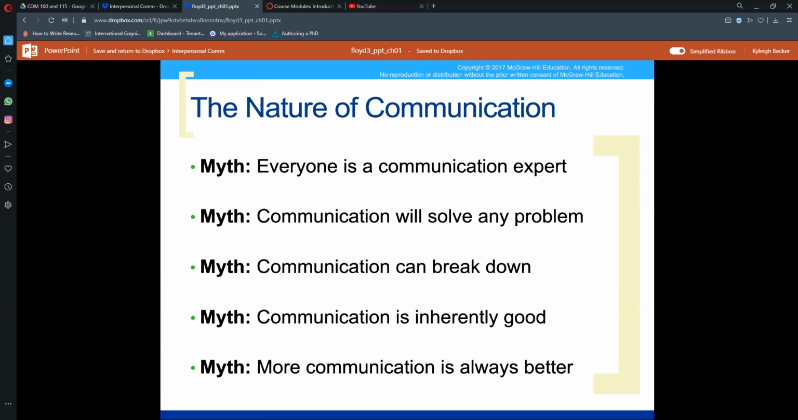Communication can't break down. Even a lack of communication, someone not talking to you, is still saying something.